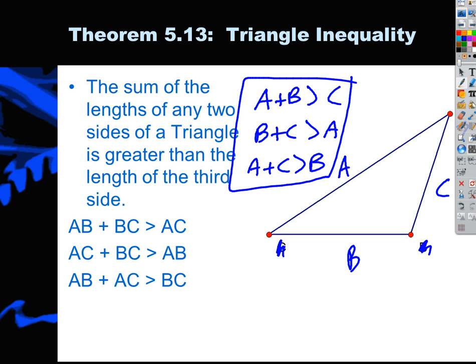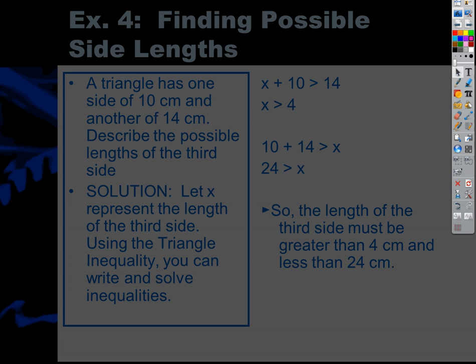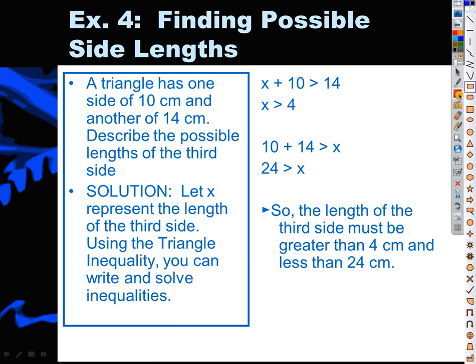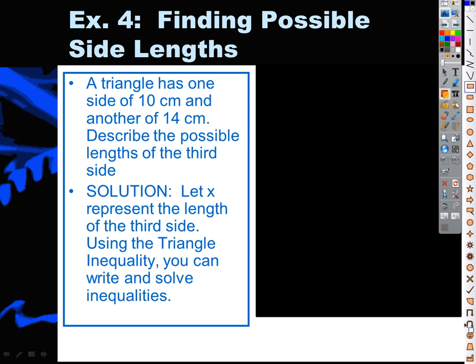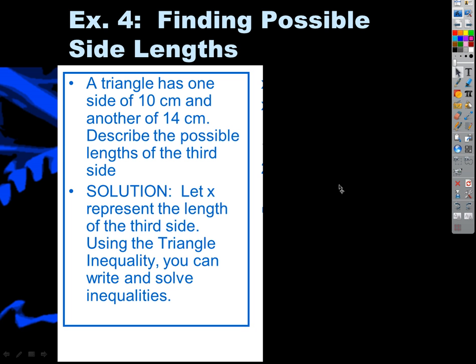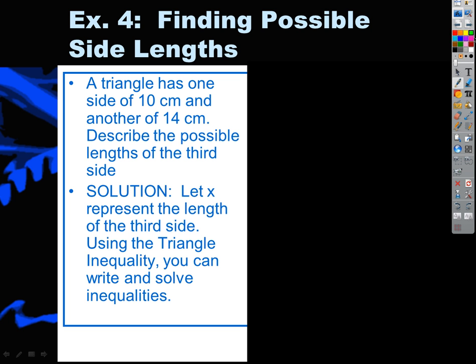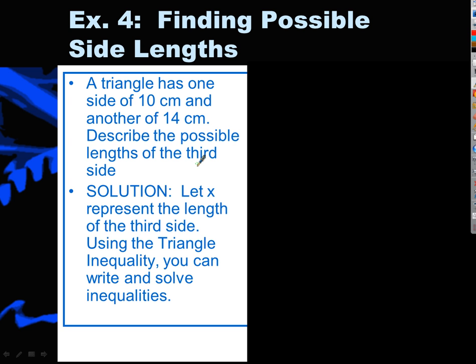All right? So what that amounts to then, or where that's useful, is when we're trying to solve a problem like this. Okay, so what about this then? If we know that we have a triangle that has two sides of length 10 and 14, but we don't know what the third side is, the question is, describe the possible lengths of the third side.